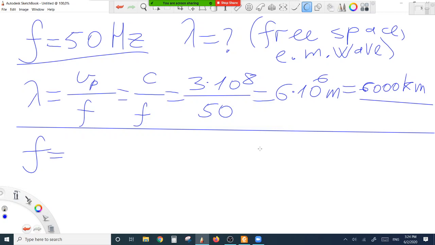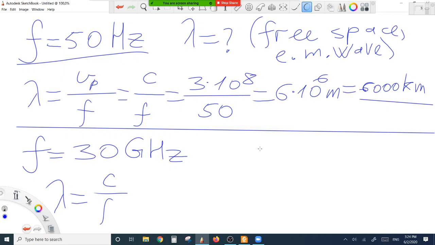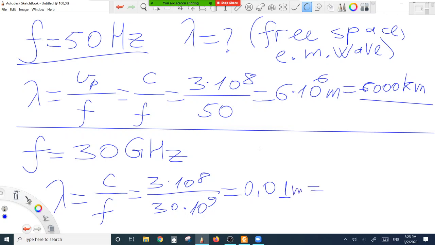Or a wave at a frequency of, let's say, 30 gigahertz. The wavelength will be C over F. C is 3 times 10 to 8 divided by 30 times 10 to 9, and you have 0.01 meter, or 10 millimeters of wavelength.